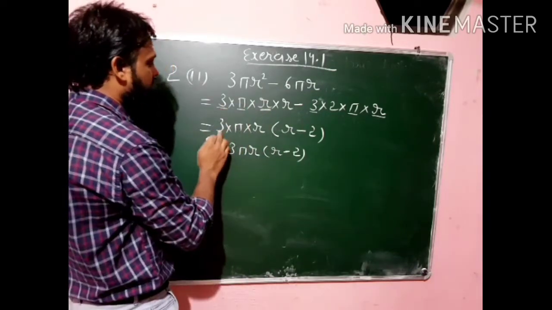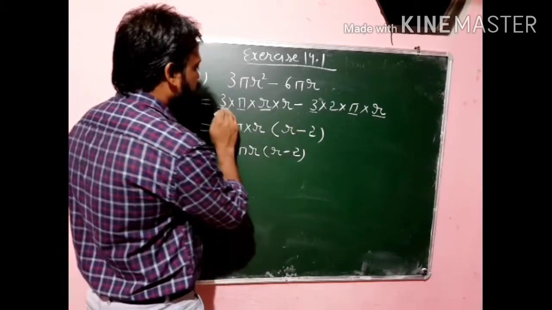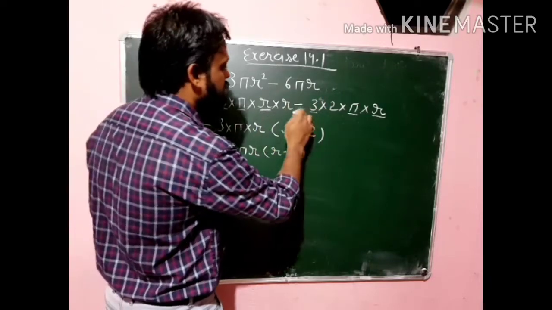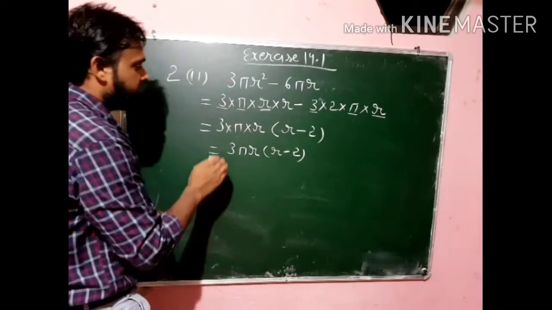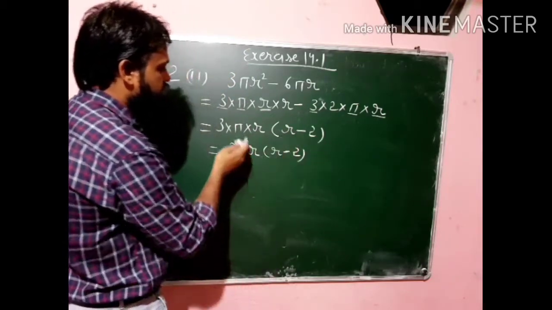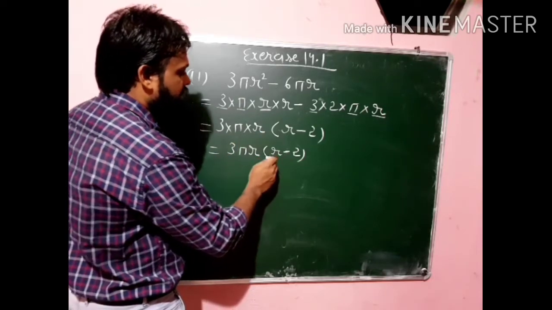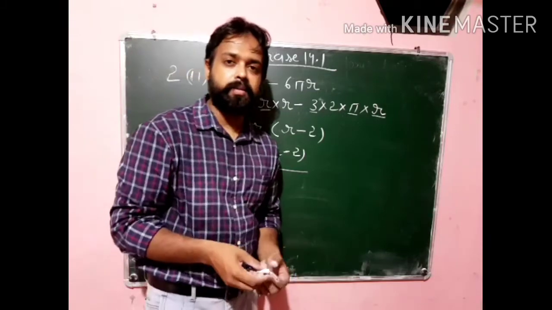It will become 3 multiplied by pi multiplied by r. In the bracket, now I have taken 3 pi r common, so here only r is left, and also in the second term, minus as it is, only 2 is left in this case. So here it will become r minus 2. So in the next step, multiply this 3 into pi into r, it will become 3 pi r into r minus 2. So this is the sum. It is also very simple.